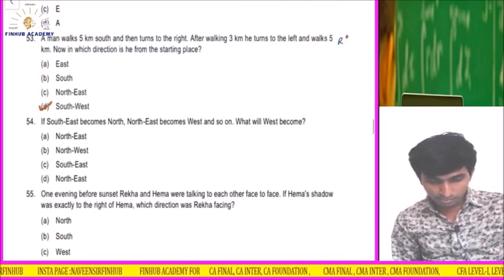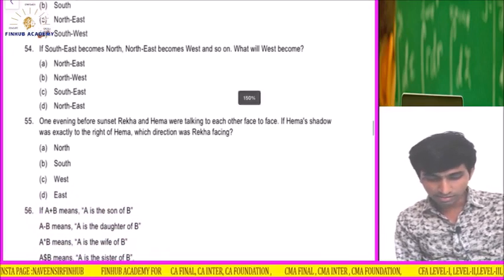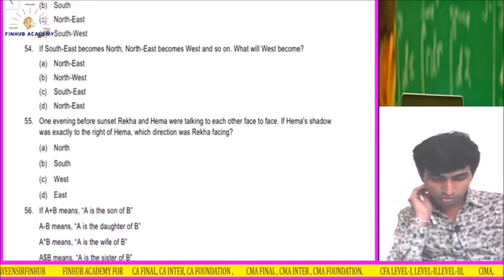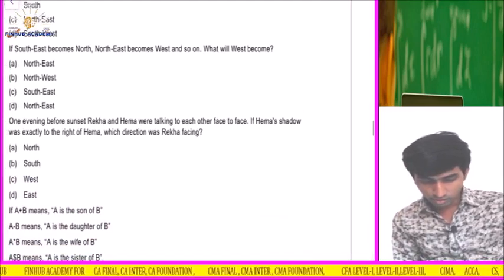If southeast becomes north, it's a different question. If the southeast becomes the north, what are they giving? Okay, let me mark.